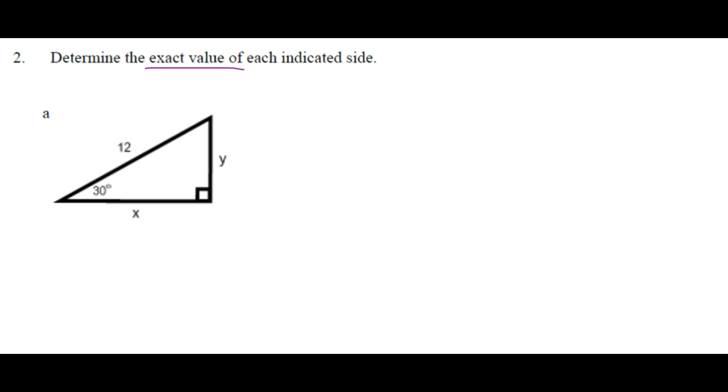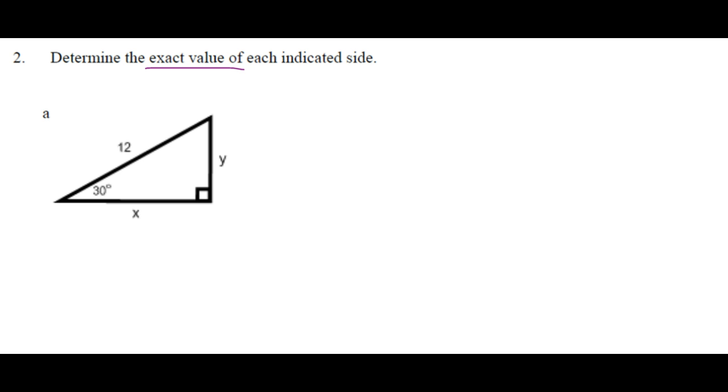So exact value means likely there's going to be a radical involved, or pi, or e. You don't know e yet, but when you learn e, that would be exact value. So exact value just means put your calculator away. Okay. You don't need it. It can't help you here. Okay, so what do we got?